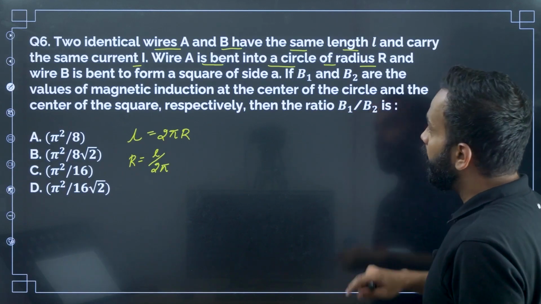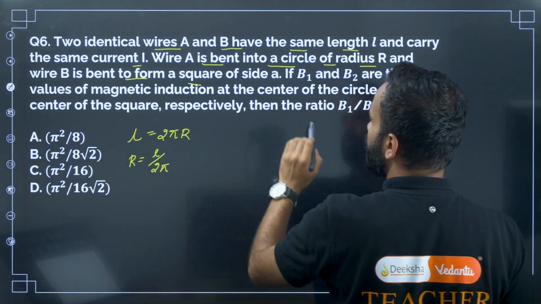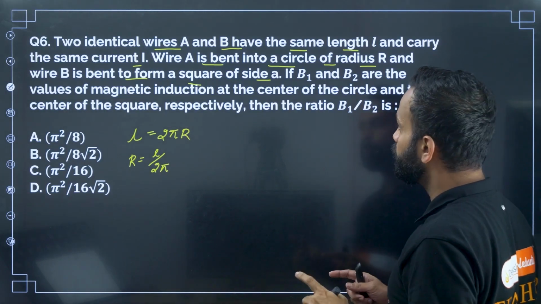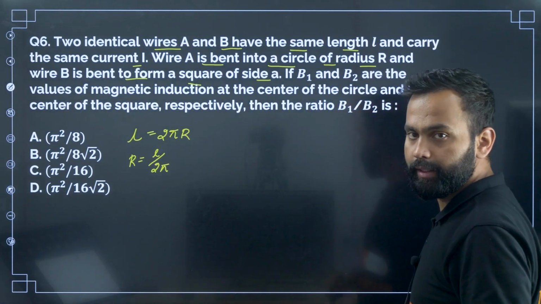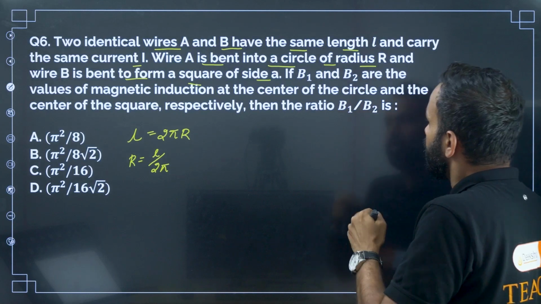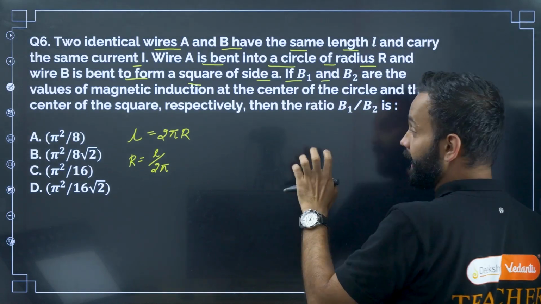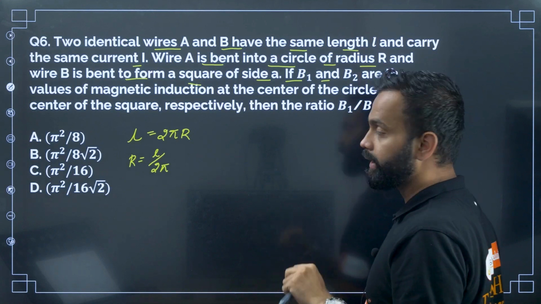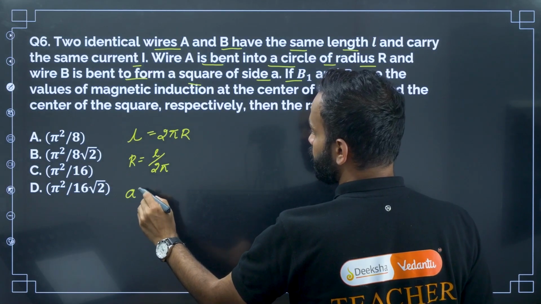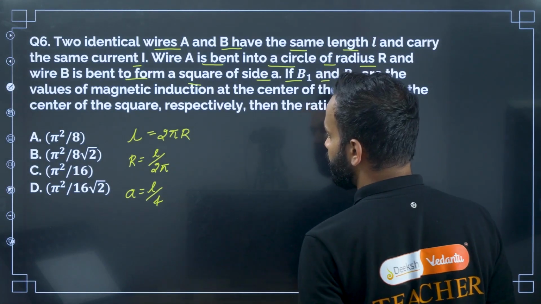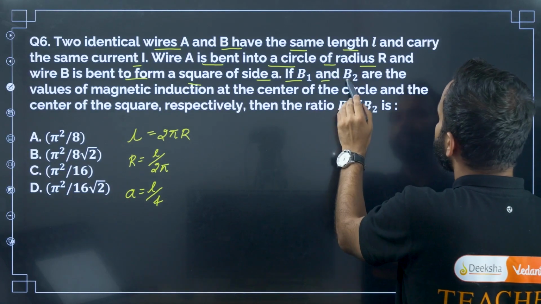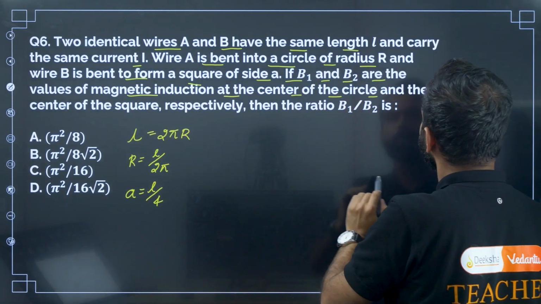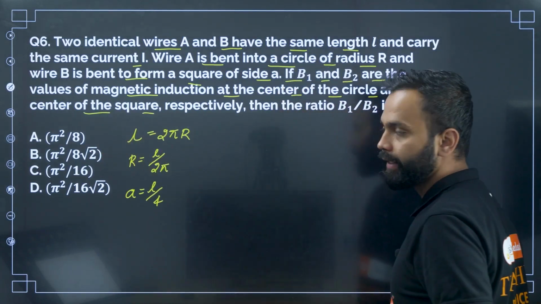And wire B is bent into the form of a square of side A. Each side has length L by 4, so A equals L by 4. If B1 and B2 are the values of the magnetic field induction at the center of the circle and the center of the square respectively.